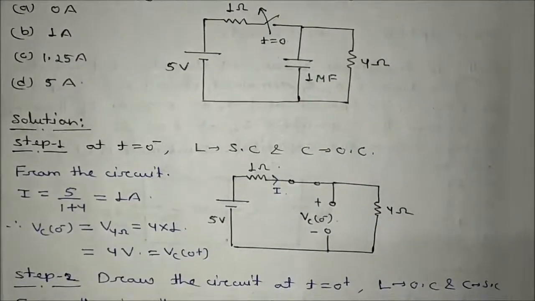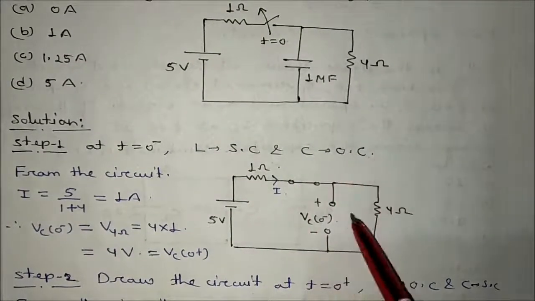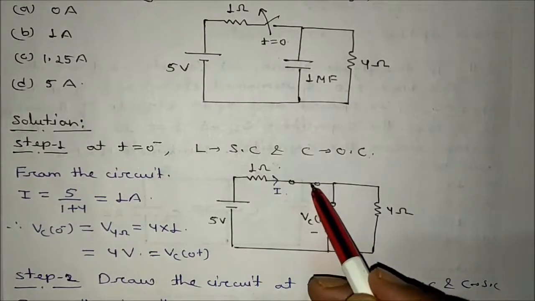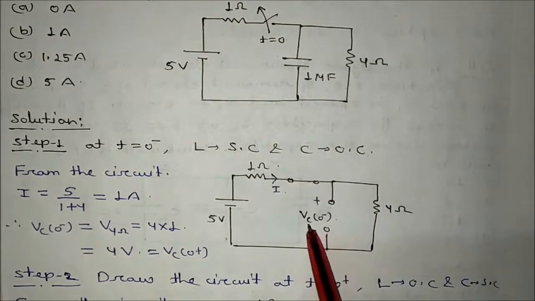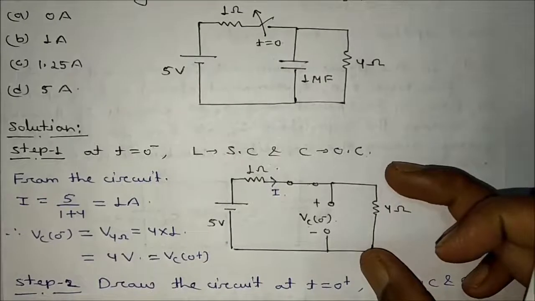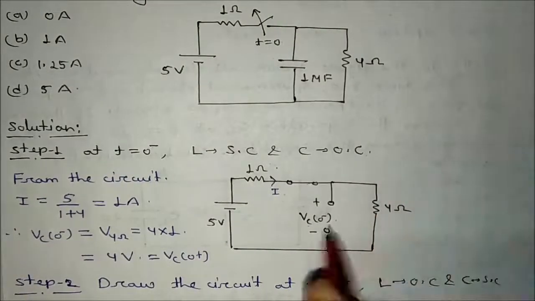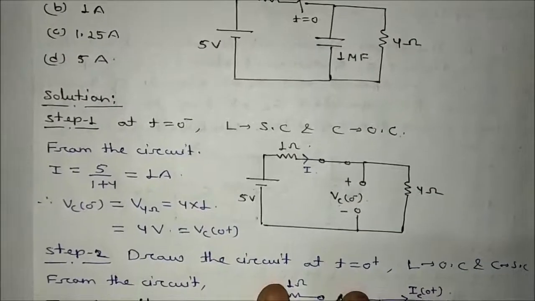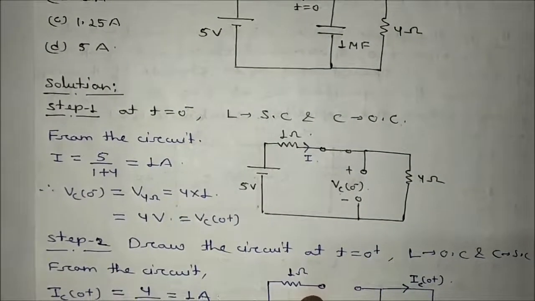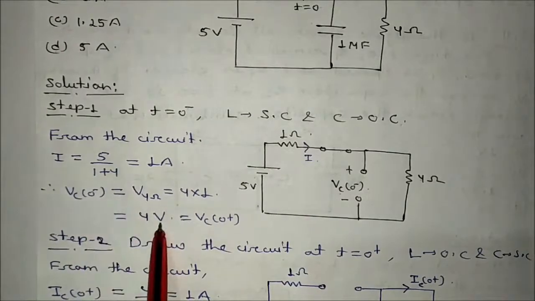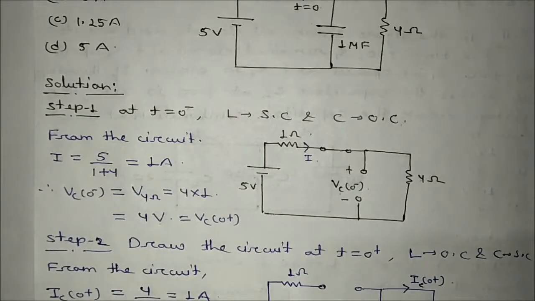At t is equal to 0 minus, L will be shorted, C will be open circuited. The switching condition for t is equal to 0 minus is that it is closed. So we can calculate VC 0 minus, that is exactly equal to how much? The voltage drop across the 4 ohm will be 5 into 4 divided by 5, that is equal to 4 volt. Is it okay? So VC 0 minus is equal to 4 volt, and we know that in case of a capacitor VC 0 minus will be same as VC 0 plus.